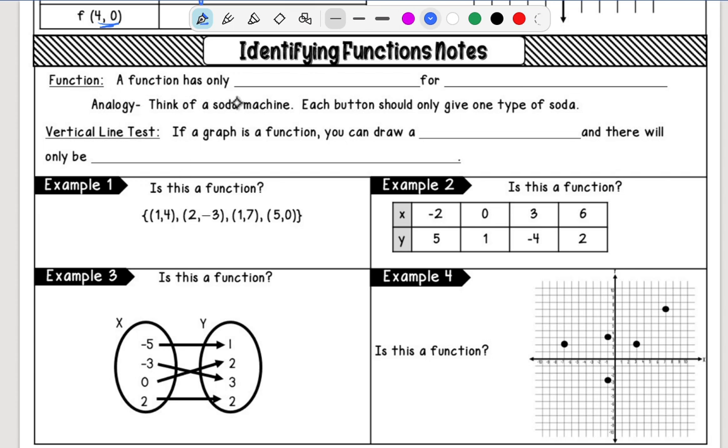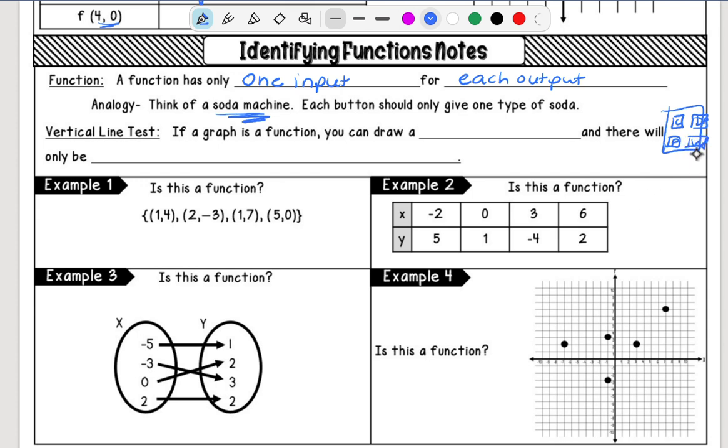So each function only has one output for each input. My kind of goofy way of remembering this is you can think of a soda machine. So let's say you go and you want a soda, and here is a Coke label, and this is a Dr. Pepper label. And over here is a Pepsi, and let's say this is water.